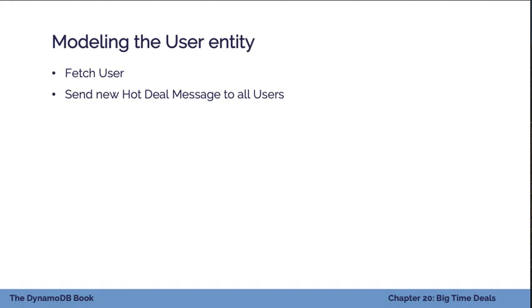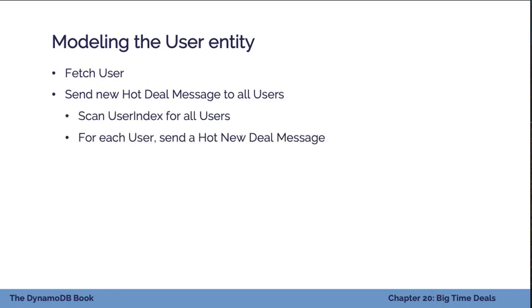And so now if we want to handle that send hot new deal message to all users access pattern, this is what we're going to do. It's going to be a 2-part thing. Number 1, we'll scan that user index to get all the users. And then for each user that we find in that index, we'll send them a hot new deal message. Now, we'll look at the implementation of that in just a bit, but first we've got to actually create our message entity before we do that.